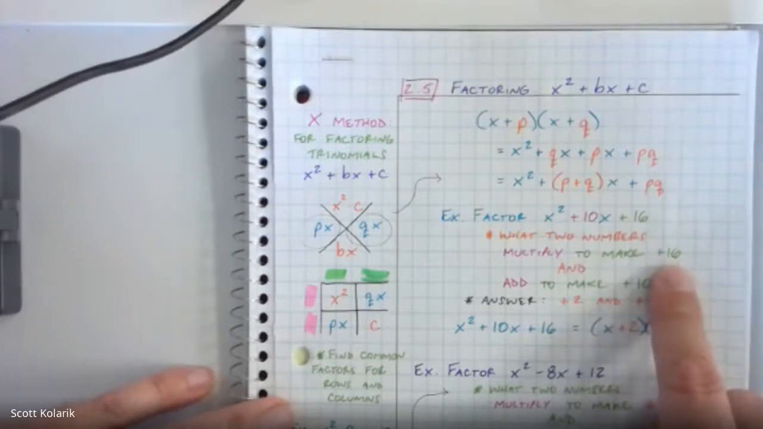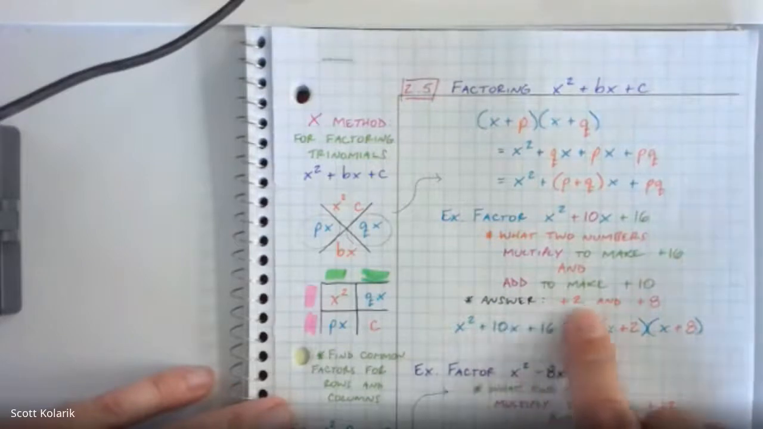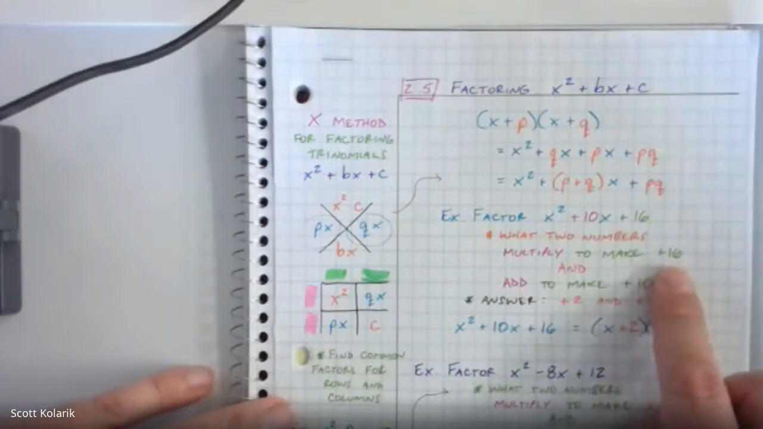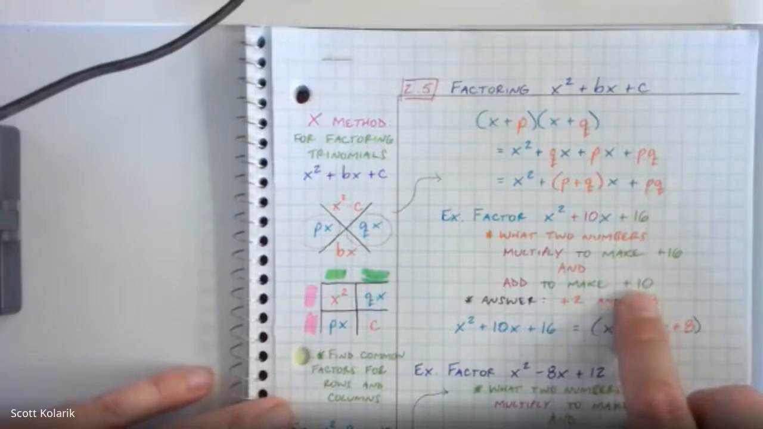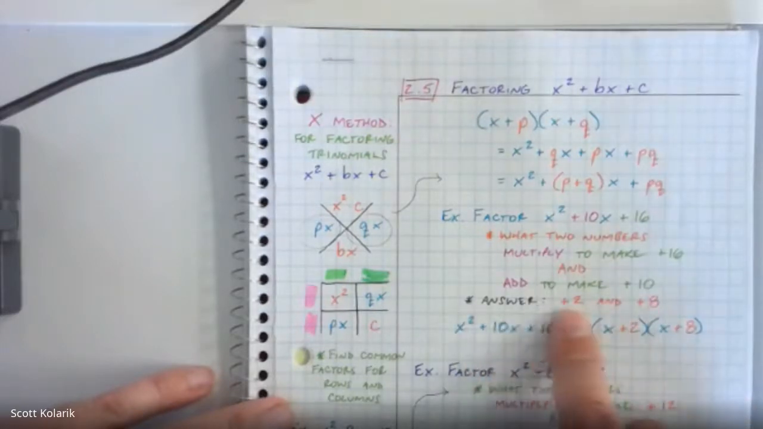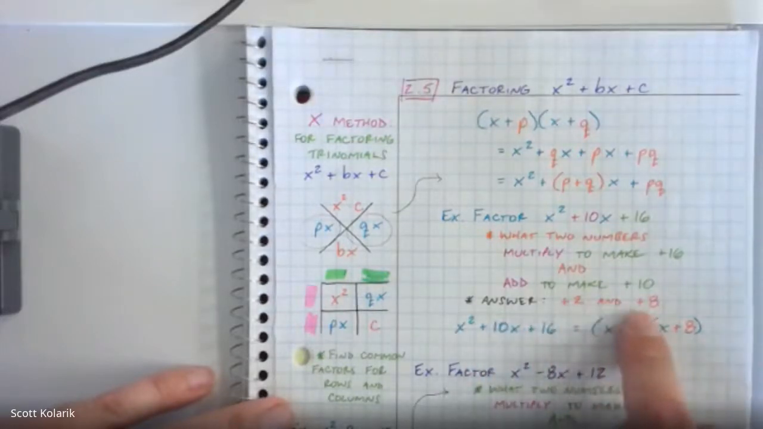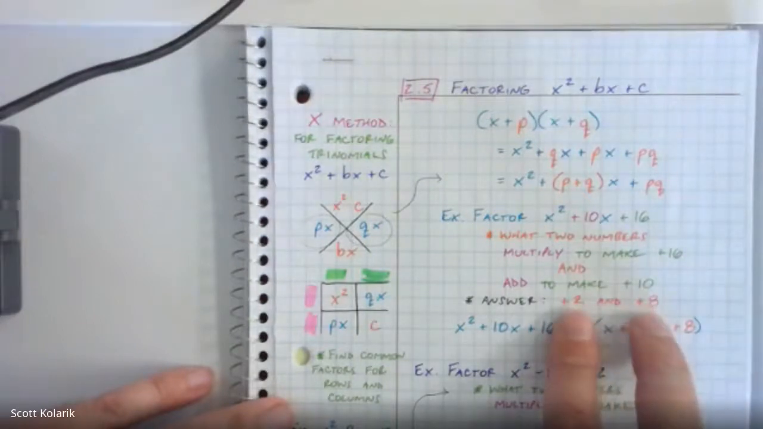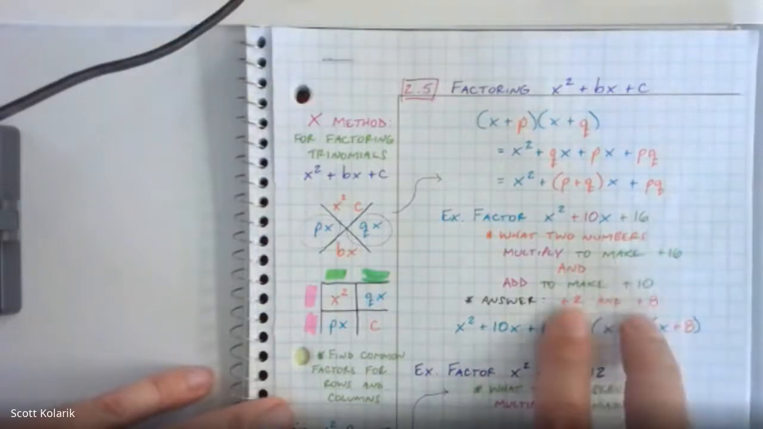But 2 and 8, and that's ultimately the answer here, 2 and 8 can multiply together to give me 16. And I can combine 2 and 8 in some way to give me positive 10 through addition. Okay? And so more specifically, the answer here is positive 2 and positive 8. When I multiply those two numbers together, I get positive 16. And when I add those two numbers together, positive 2 plus positive 8, I get positive 10. So it's the solution to that puzzle.